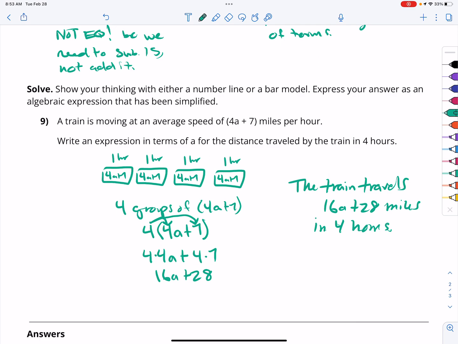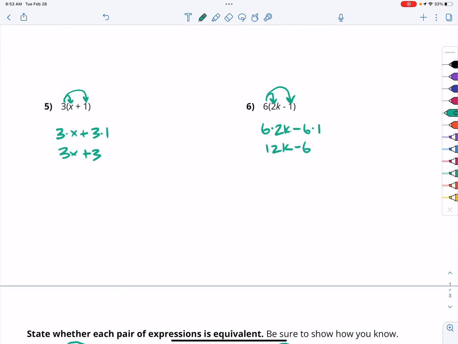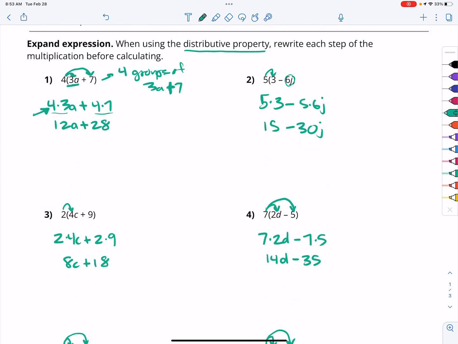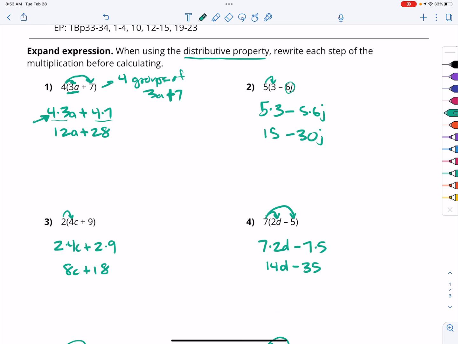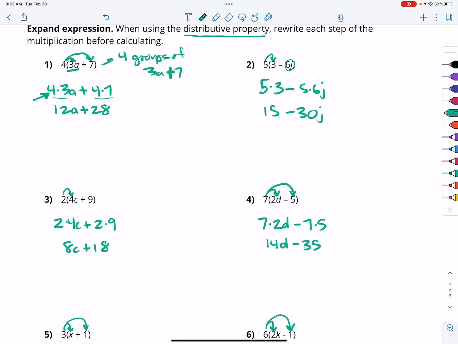Great. So if after this you still have some questions, I would strongly recommend watching the video called Expanding Using the Distributive Property, so that way you can see a little bit more behind the why of this. Thank you.